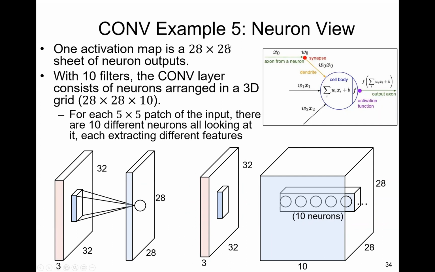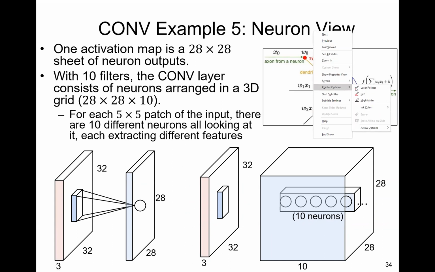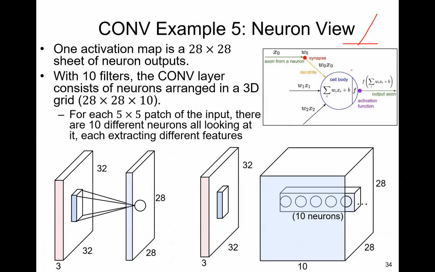From a neuron point of view, each neuron has this operation of weight times input plus bias, this convolution operation, and then it's typically followed by an activation function we discussed before. It could be a ReLU, could be a sigmoid. So this F is the nonlinear activation function. If you have 10 filters, then for every input 5 by 5 patch of the input image, there are 10 different neurons looking at it and each extracting different features, resulting in 10 different output activation maps.